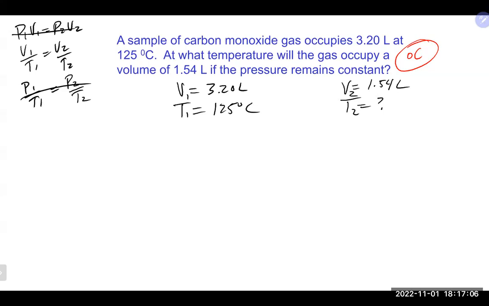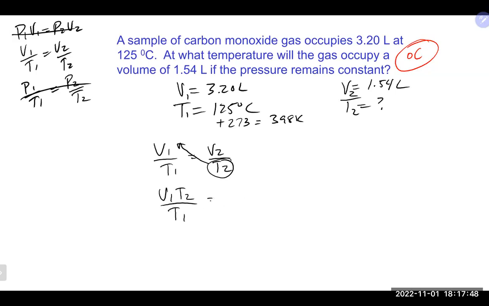In terms of the volume, we're good. They're both in liters, so we don't have to worry about units there. But like normal, we do need to worry about our temperature. So we're going to add 273 to our temperature, which gives us 398 Kelvin. That gives us V1/T1 equals V2/T2. As you may know, if you move across an equal sign, everybody ends up in opposite locations, basically multiplying and dividing. We want to solve for T2, so we've got to move that over to the other side.